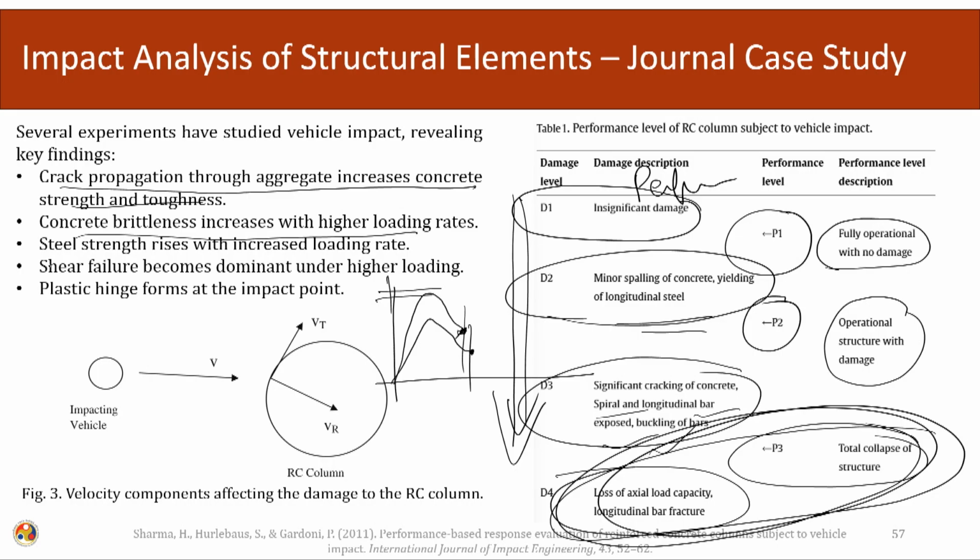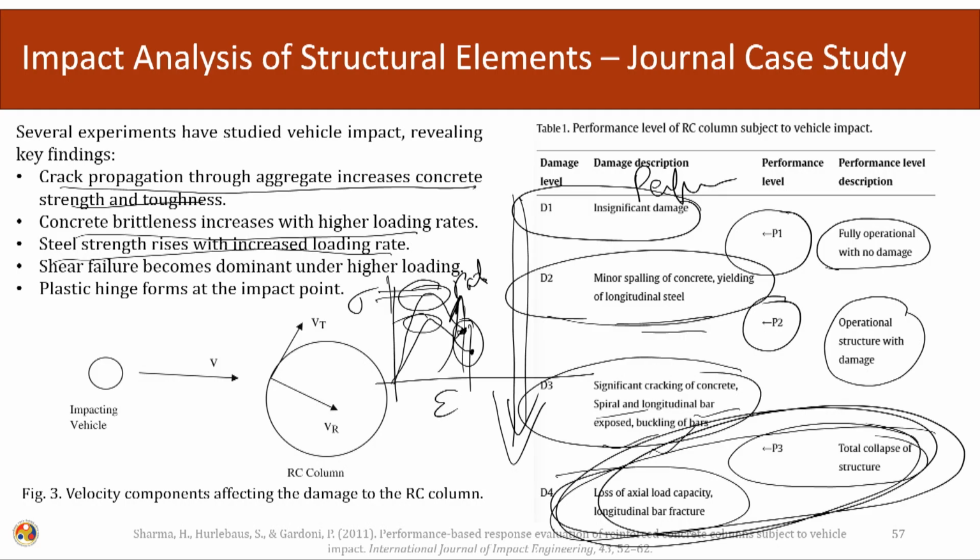Steel strength rises with increased loading rate. There is an increase in the strength of the steel. So, this is the rate dependent phenomenon. So, this is sigma versus strain. This is the rate dependent phenomenon where we have seen that there will be an increase in the strength, but there might be a decrease in the strain also.